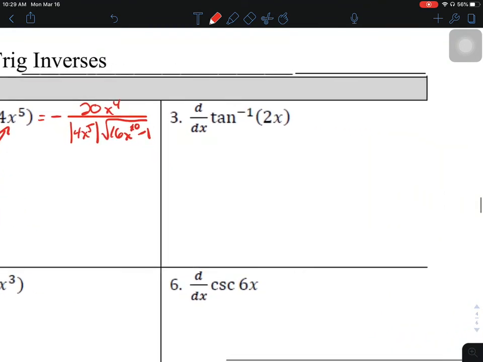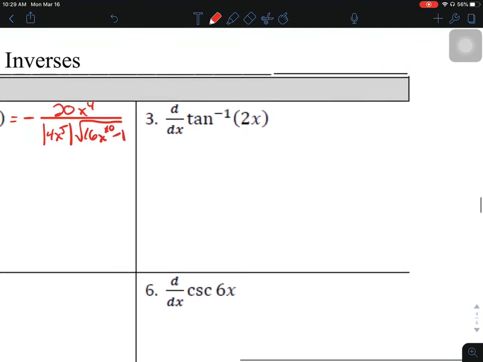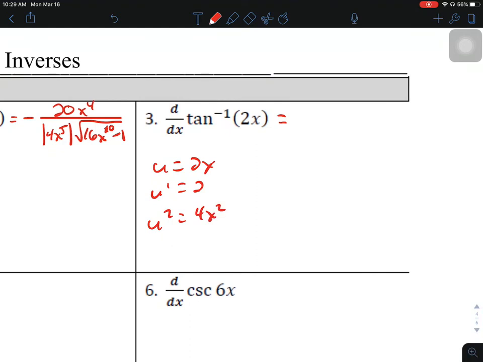Number three, we got tangent inverse. Tangent inverse, we need to know what u is, which is 2x, u prime, which is 2, u squared, which is 4x squared. Well, tangent inverse's derivative is equal to u prime, which is 2, over u squared, which is 4x squared, plus 1. Done.